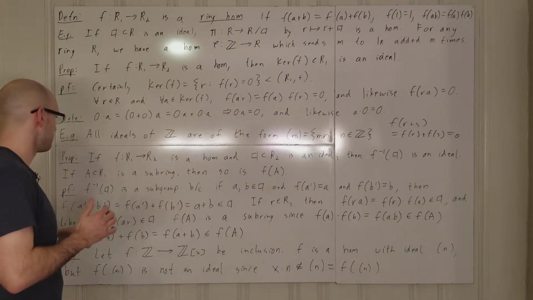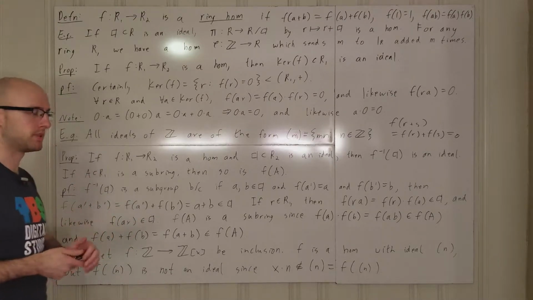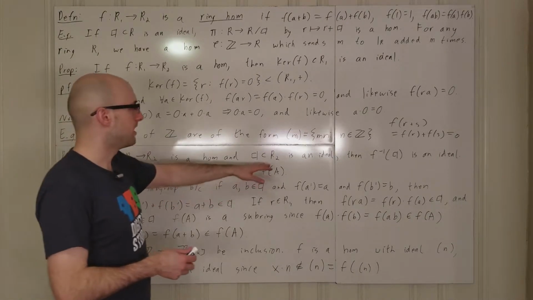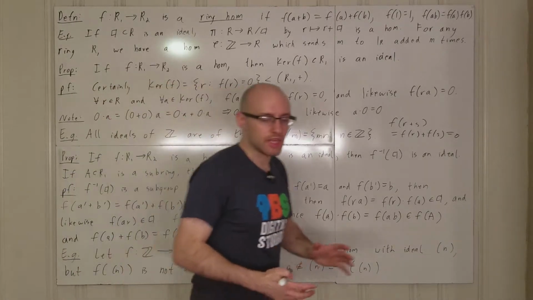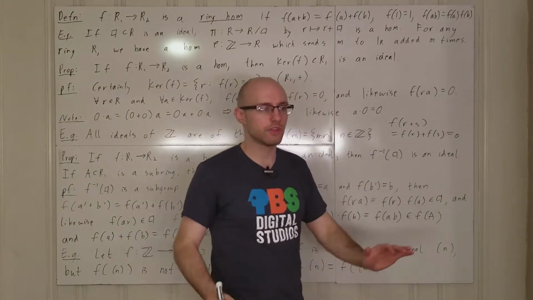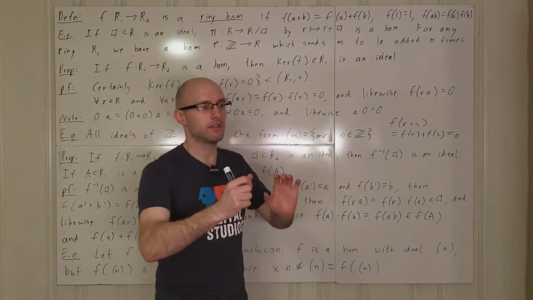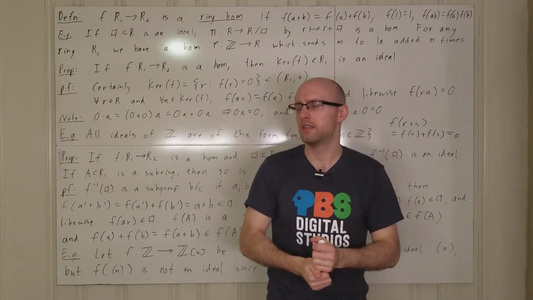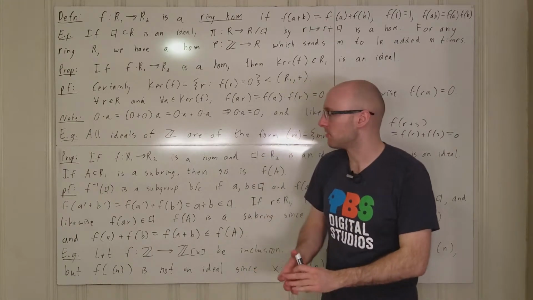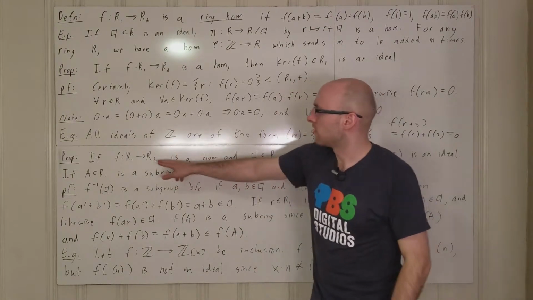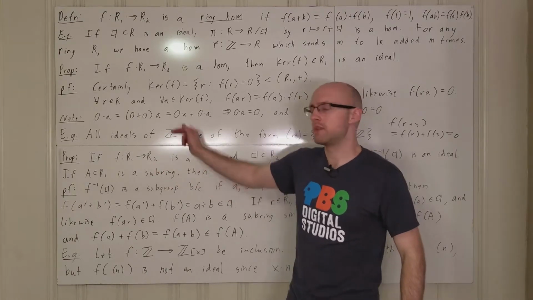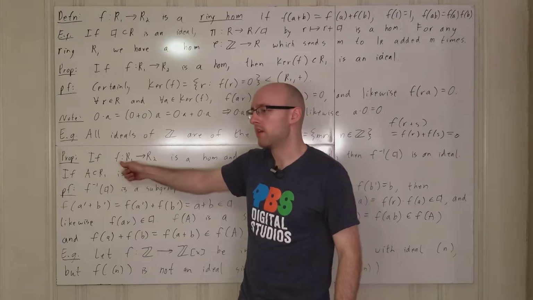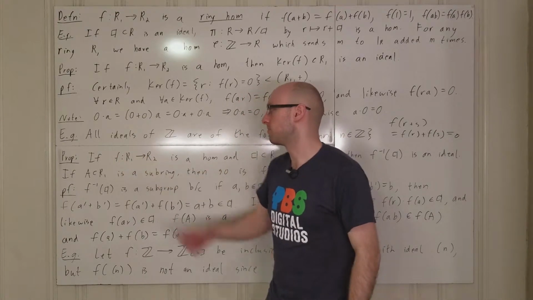All right, so let's do another proposition. If we have a ring homomorphism F from R1 to R2, basically what this is saying is that if you have a homomorphism, you can pull back ideals and push forward subrings. You can't, in general, do anything more than that, but if you have an ideal in R2, then the inverse image under this homomorphism is an ideal. And if you have a subring here, then its image is a subring.